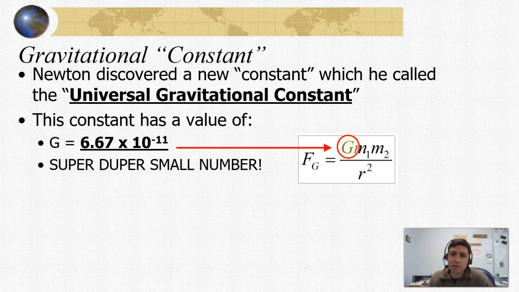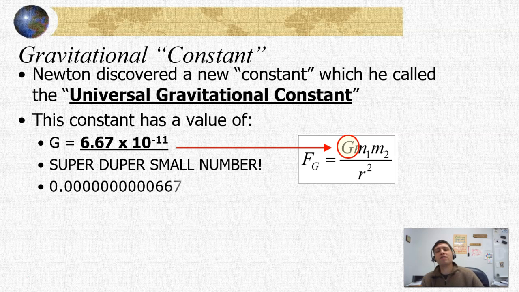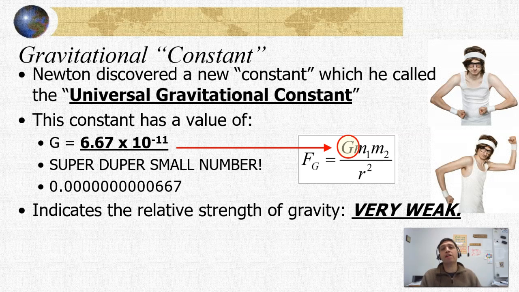If I write it out in regular notation, I get 0.1, 2, 3, 4, 5, 6, 7, 8, 9, 10 zeros with a 667 behind it. That's crazy small. The reason I bring that up is because that really small constant indicates the relative strength of gravity, which is very weak, which you might not have predicted.